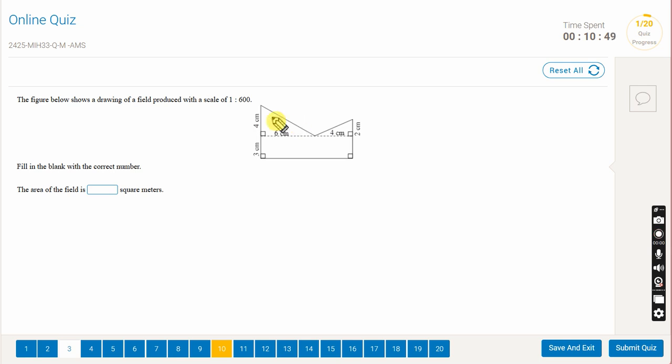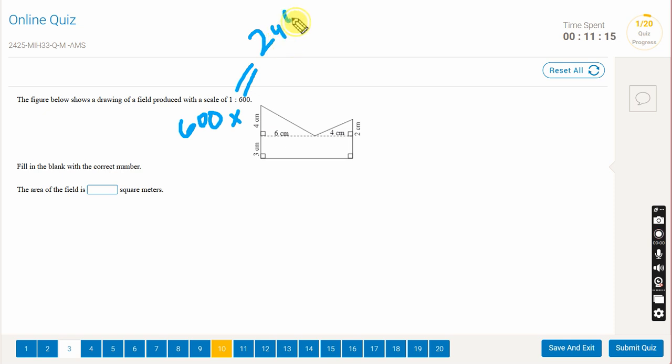So 1 to 600. Now they want you to convert each of these tiny units into 600. How do you do that? You multiply each number by 600. So first is your step to do this. Choose a drawing of field produced with scale 1 to 600. So now they want all of these not to be in the digits of ones, but 600. So multiply each value by 600. So what will that be?